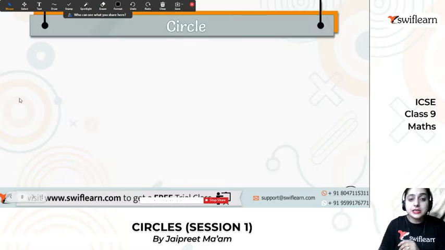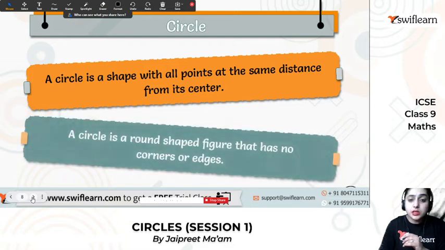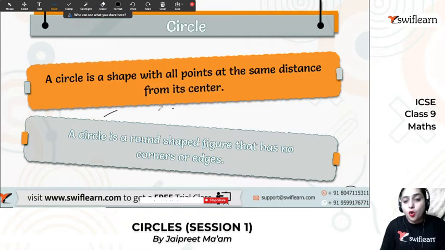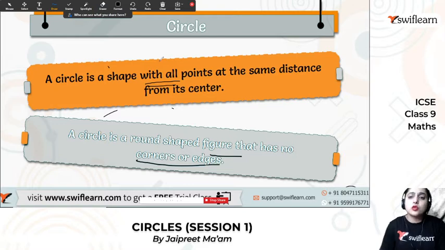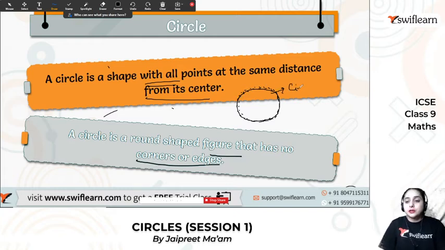So let's see the definition of a circle. A circle is a shape with all the points at the same distance from its center. A circle is a round shape that has no corners and no edges. So how is it formed? Basically, the circle is formed of infinite points that are connected to each other. That forms a circle. When we connect them, we get a shape, that is a circle. So many infinite points together.